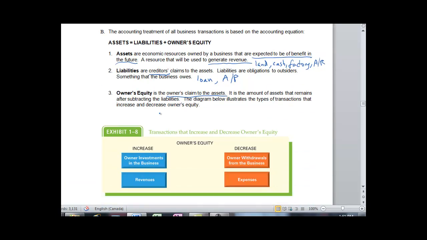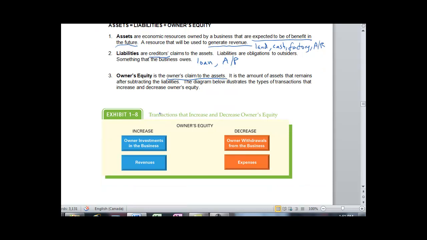If we look at the diagram below, it explains some of the transactions that can increase or decrease owner's equity, which will hopefully make it a little bit more clear for you. So how does owner's equity go up? Well, if the owner themselves take a bunch of cash and invest it in the business, cash or other assets, right, that they contribute to the business. And conversely, if the owner pulls cash out of the business, then the owner's equity is going to decrease.